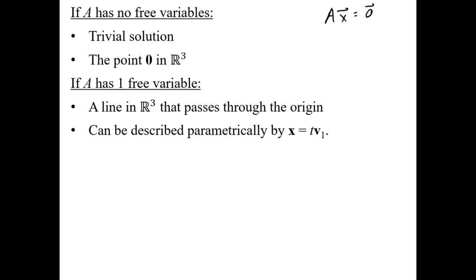If A has one free variable, then the result is a line in R3 that passes through the origin, and our solution can be described parametrically. X can be written as some parameter t times a vector v1.